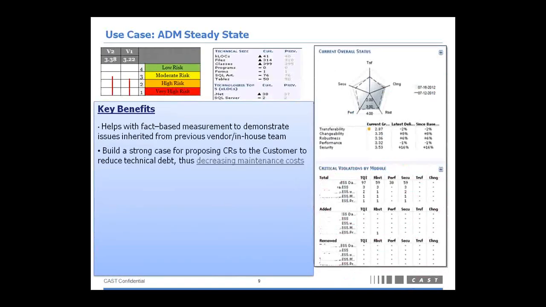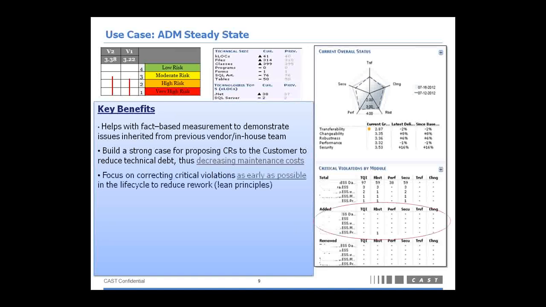From an ADM steady state perspective, what CAST does here is, you look at the transition part, where you can quickly identify which are the modules which need attention. You can speed up your transition and things like that. So when you get to steady state, what you typically do is baseline the quality of your application with an analysis, and this helps you with fact-based measurement in terms of demonstrating issues which have been inherited from maybe the in-house team of the customer or from the previous vendor, if you're taking it from another vendor. And for people who are part of maybe an offshore ODC, it would typically be trying to baseline the application which you have acquired from your parent corporation somewhere else in the world.